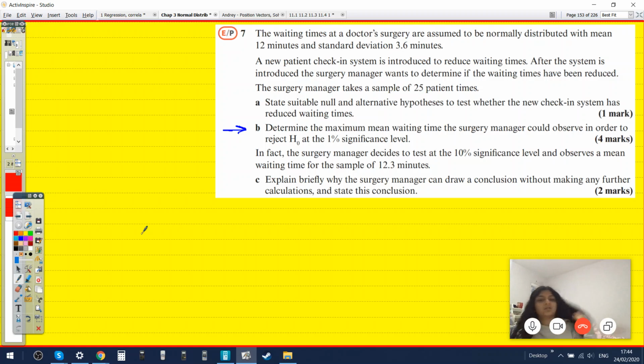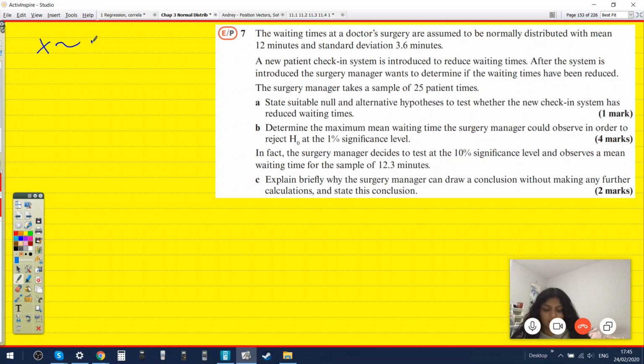But it's less than, so you go to the left, and then you do 0.01. So x is less than 10.33.